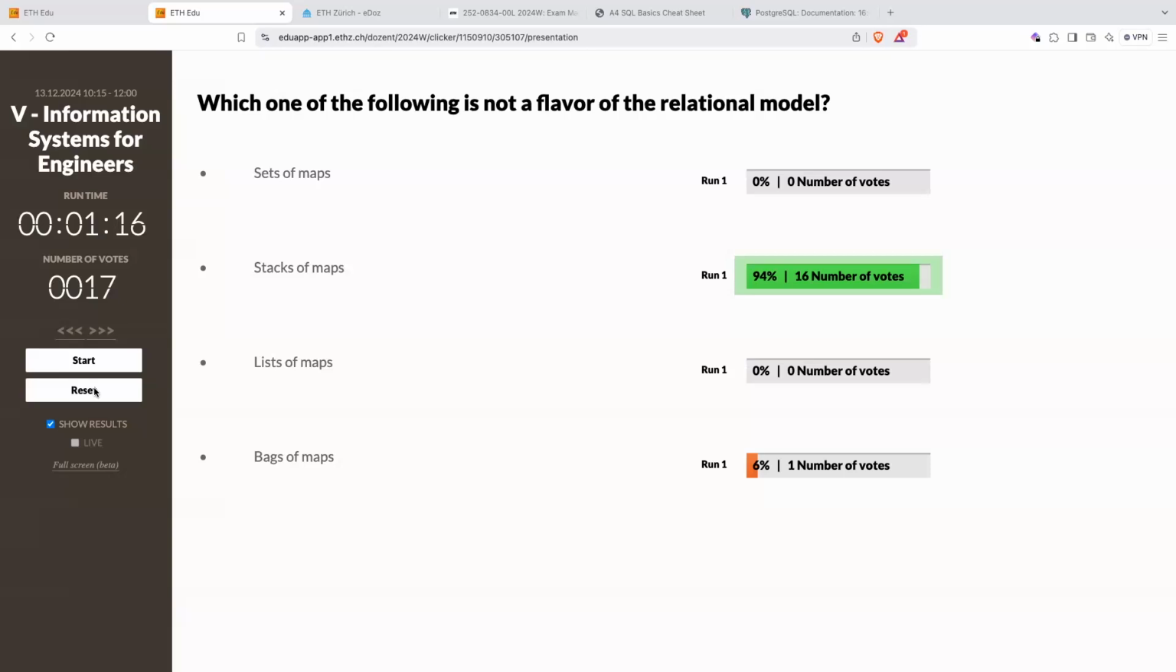Okay. So the answer is indeed stacks of maps. That I never mentioned. We have sets, bags, and lists. Bags are like sets, except that you can have duplicates, and lists also have the order that actually matters.